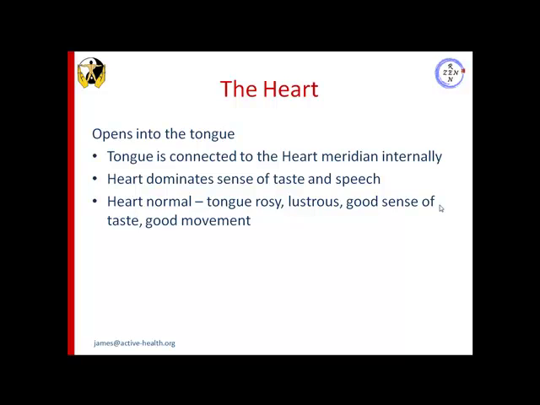And there's a saying that the heart opens into the tongue and the tongue is the mirror of the heart. And this reflects the close relationship that exists between the heart and the tongue.